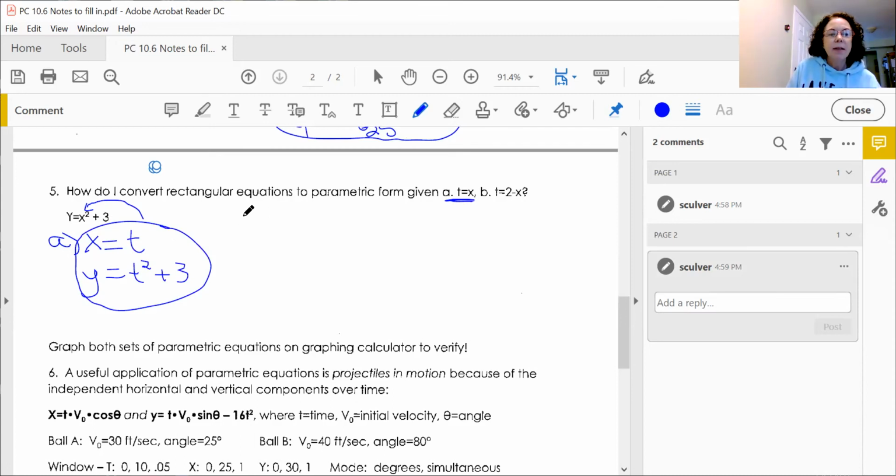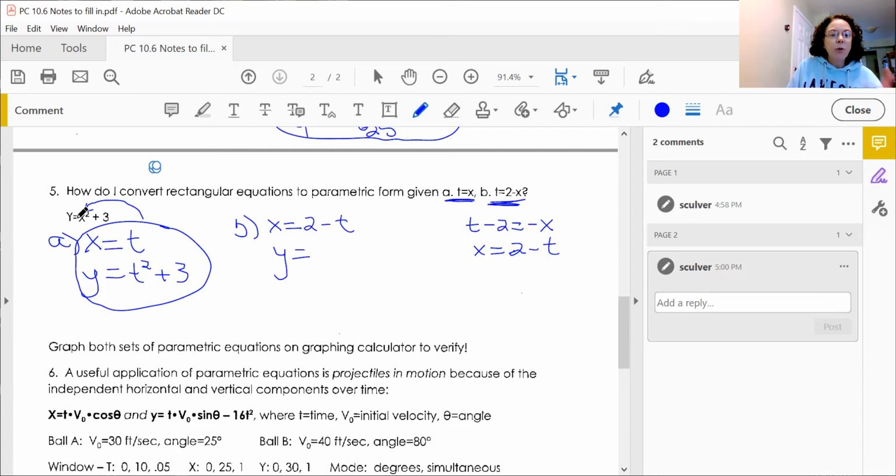Let's try B. What if they tell us x is something else? B. What if they tell us t is 2 minus x? Let's work that out over here. Let's get that x alone. That would mean that t minus 2 is equal to a negative x, and when I multiply everything by a negative, I get x equals 2 minus t. There we go. So there's my x equals equation. All you have to do is turn around the t expression they gave you.